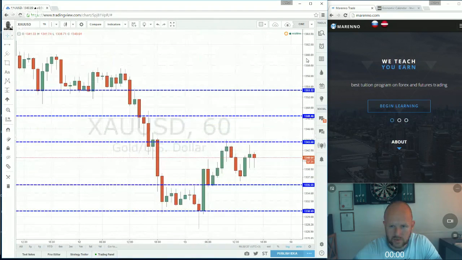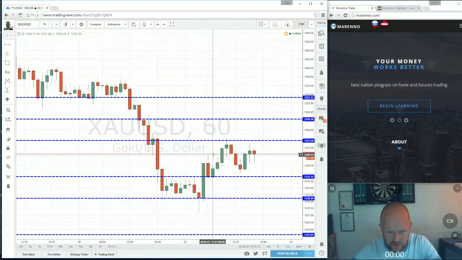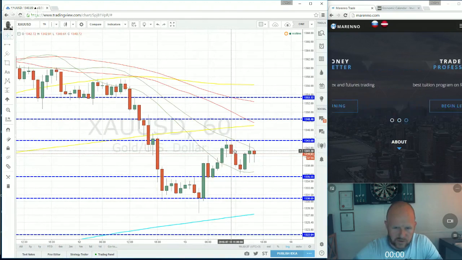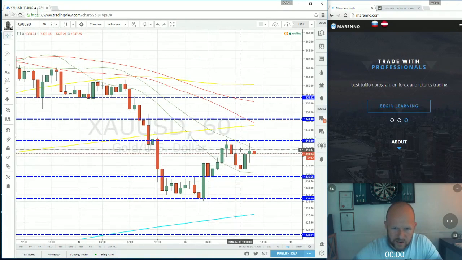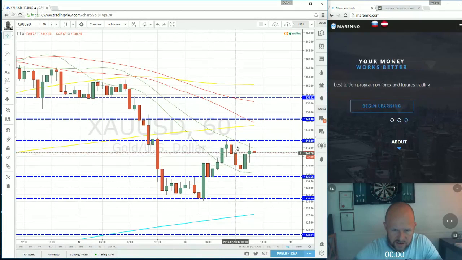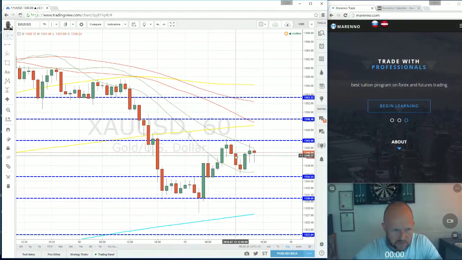Okay, so it's gold. Gold is quite interesting at the moment. So basically, when we bounced off this area, I sold it. Yes, I sold it with a limit order. But what I actually did was place a limit order at the middle of this body here. So I haven't been triggered by this candle, only by this candle.